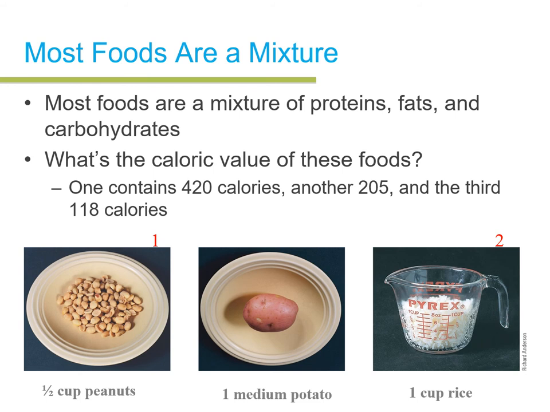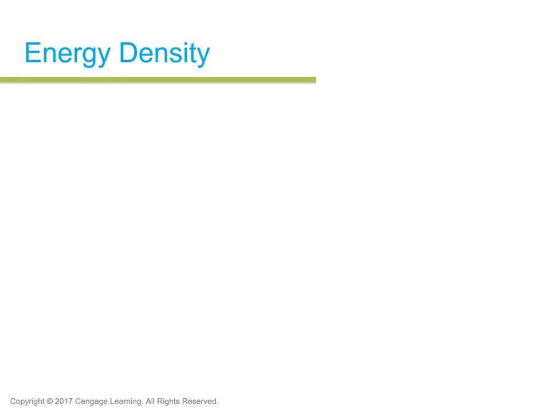So here you go. I actually put the numbers in there. So one, 420 calories, two, 205, and third is 118. Now, most of us think of energy-dense foods as unhealthy foods, such as meat and refined carbohydrates like fries. But I want you to know that measuring energy density applies to any food. You can also compare the energy density within the same foods. For example, a grilled chicken breast would be less energy dense than a fried drumstick.